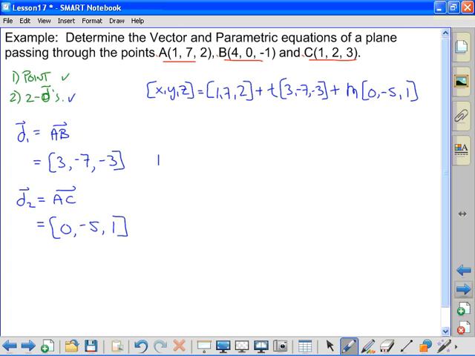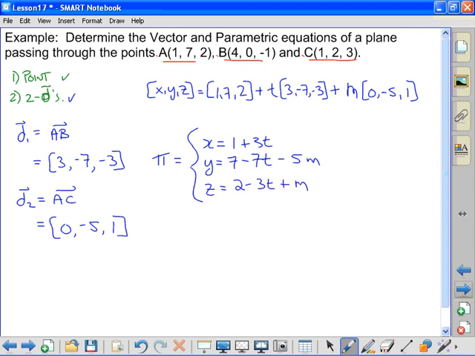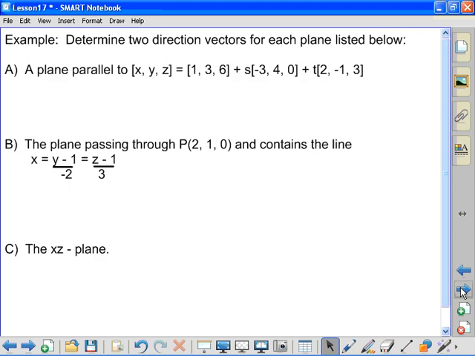It also wants parametric. So x equals 1 plus 3t. The m value is a 0, so don't have to write that in. y equals 7 minus 7t minus 5m. And z equals 2 minus 3t plus m. So there's your final answer, those 2 formats right there. Any questions? Obviously not, because I can't hear you anyway.